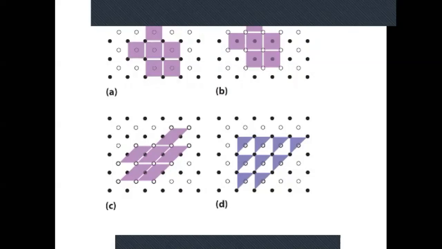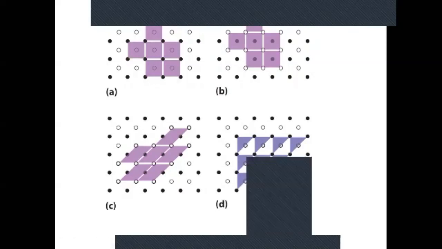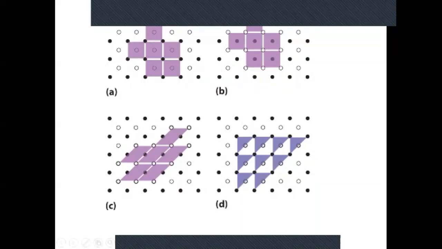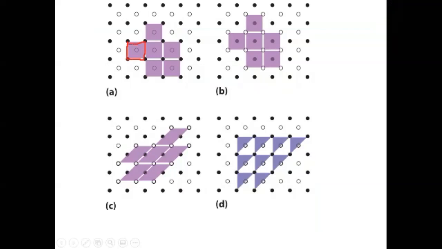Okay, so if we take a look at these, we'll start with A. A says the unit cell is these 4 lattice points. As we repeat this set of points in 2 dimensions, you see we get the exact same thing, and it accounts for the entire space in the crystal.